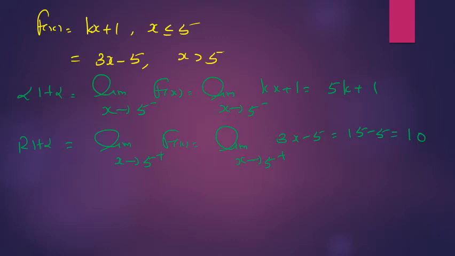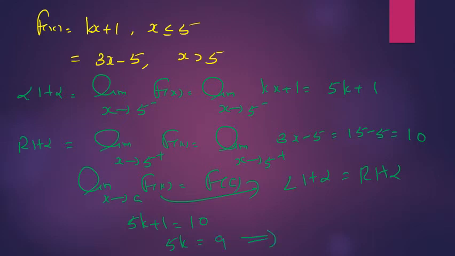But if the function is continuous, what is the condition? Limit x tends to a f of x is equal to what? F of a. But for this to exist, LHL is equal to RHL. So what can you say? 5k plus 1 is equal to 10. 5k is equal to 9. K is equal to 9 by 5.